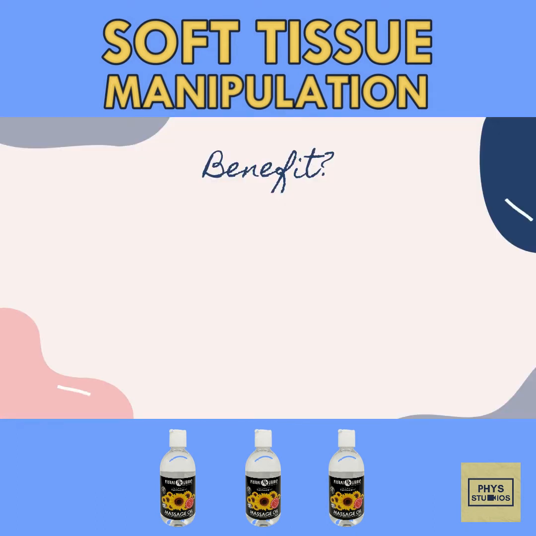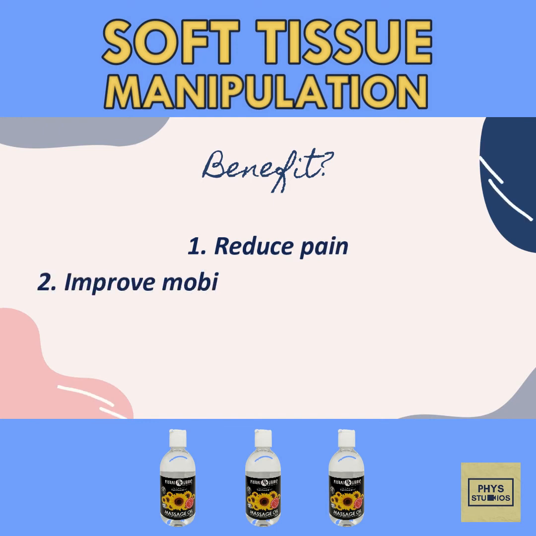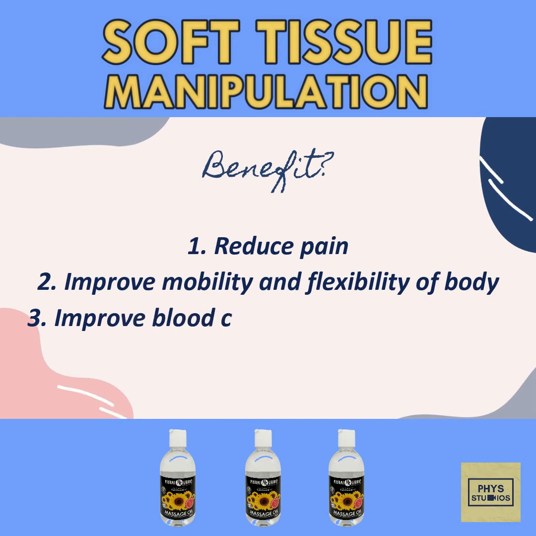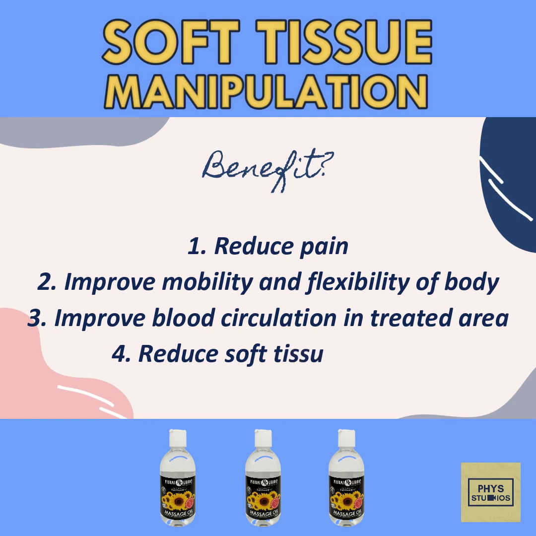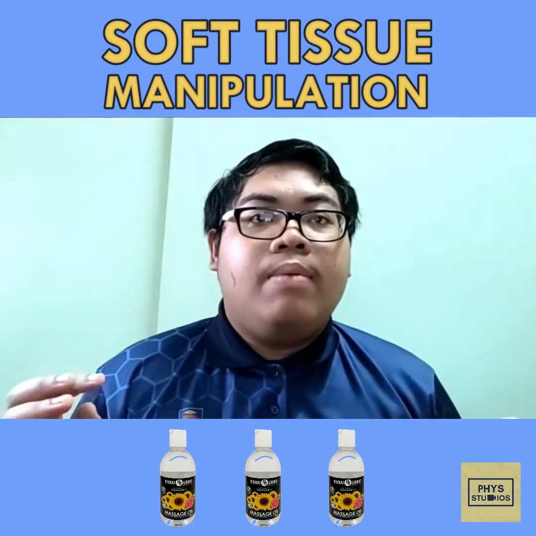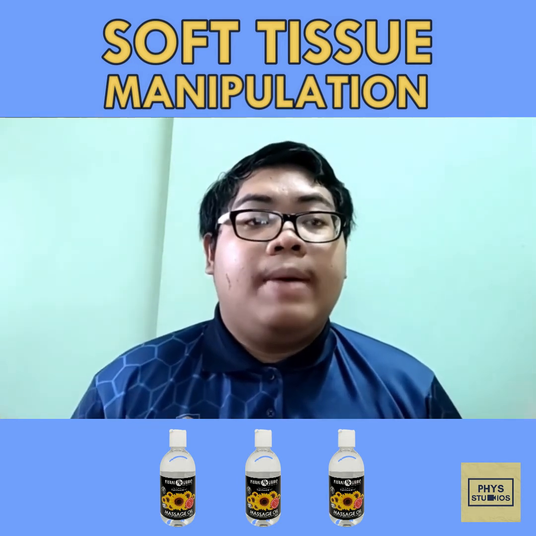First, soft tissue manipulation helps in pain reduction. Second, it helps improve the mobility and the flexibility of the body. Third, it helps improve the blood circulation in the treated area. Fourth, it helps in the reduction of the soft tissue tension. There are many types of stroke in the soft tissue manipulation.